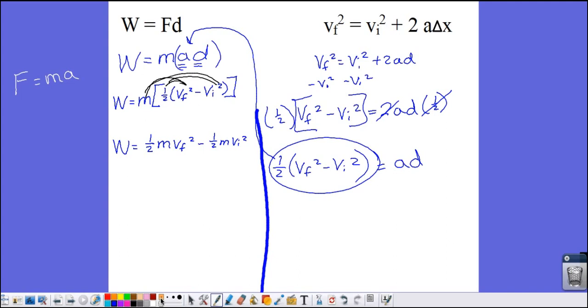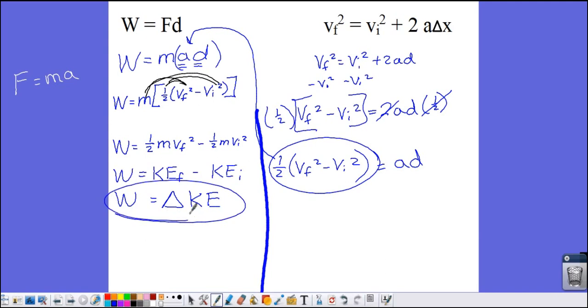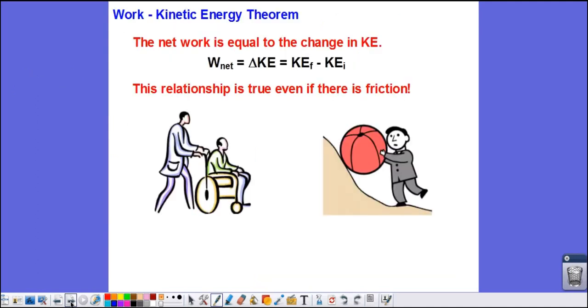You may recall kinetic energy is 1/2 mv squared. So this is simply my final kinetic energy, and this term is simply my initial kinetic energy. Anytime we take a final minus initial, we are simply finding the change in that quantity. So the net amount of work done is equal to the change in kinetic energy, and that is what the work kinetic energy theorem states. The work kinetic energy theorem says the net amount of work is equal to the change in kinetic energy.